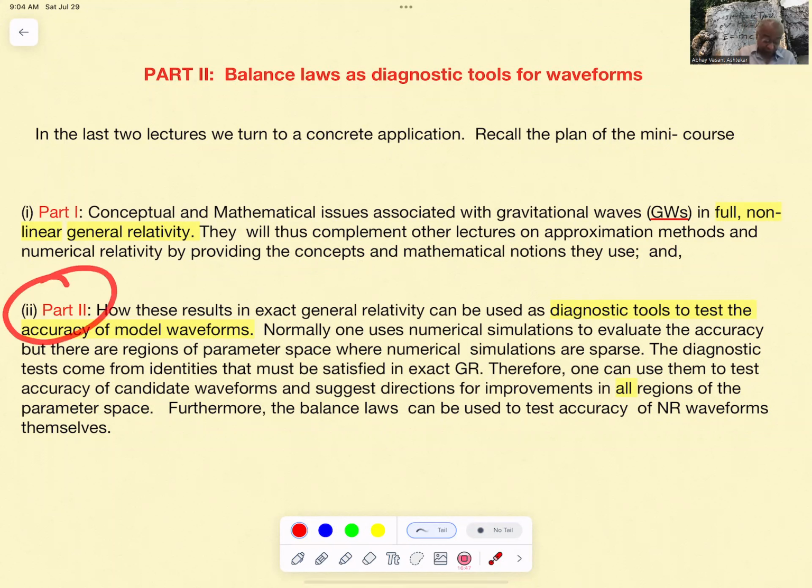But in this last 2 lectures, part 2, I would like to discuss how these results in exact general relativity can be used as diagnostic tools to test the accuracy of the waveforms. Now, this is a little bit of a jump, because previously what I did was systematic in the sense of starting with some assumptions and developing the subject. I did not give all the details, but at least the conceptual structure was completely laid out step by step.